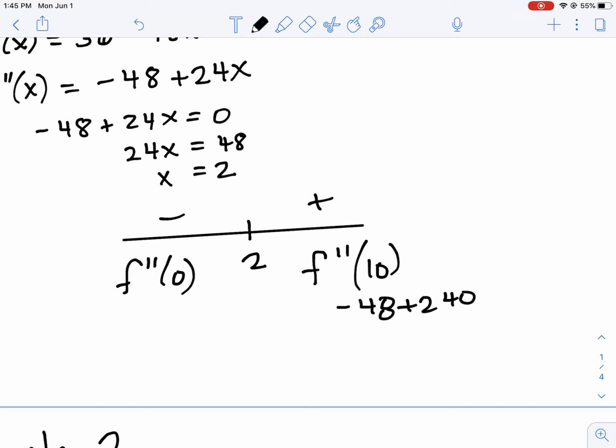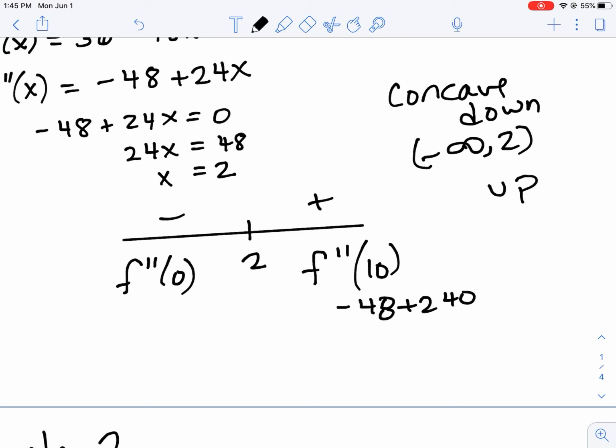So concave down is from negative infinity to 2, and concave up is going to be from 2 to infinity. So that means at 2, that's my inflection point.